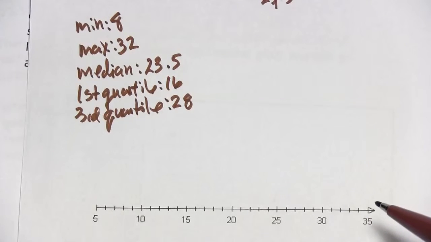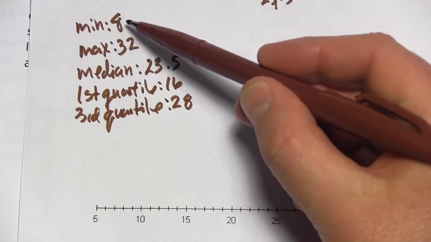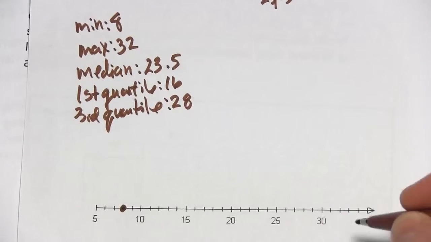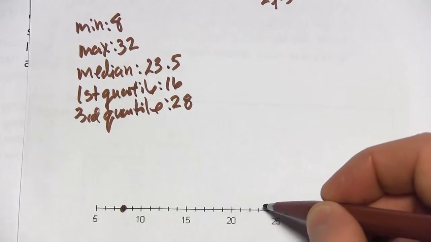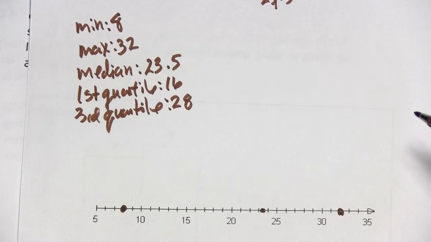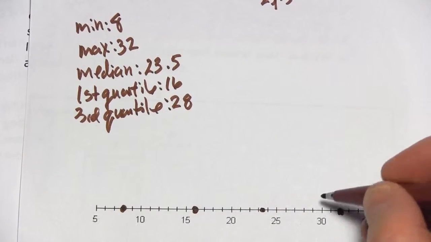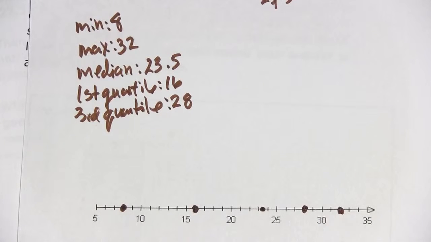So I've got a number line down here, and I'm going to start just plotting these points. So our minimum is at 8. Our maximum is at 32. Our median is at 23.5. Our first quartile, 16. And our third quartile, 28. Okay, I think I've got all those plotted successfully.